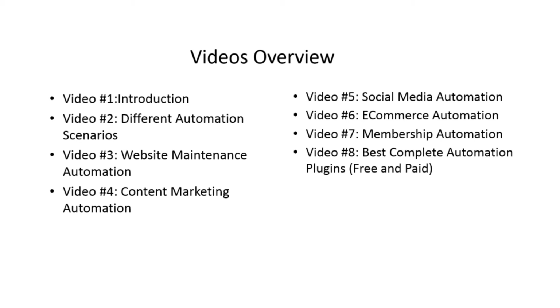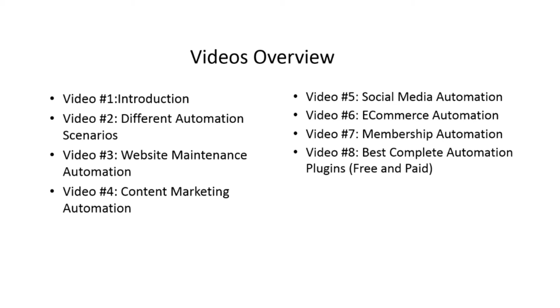Video number 7, we'll talk about membership automation. In this case, let's say, for example, that you run a WordPress membership site. You have a community. How do you go about automating that community as much as possible? Obviously, there's not going to be everything that you can automate. Some things you will just have to do using your hands, but some things you can. And some things that you think you can't, you really can.